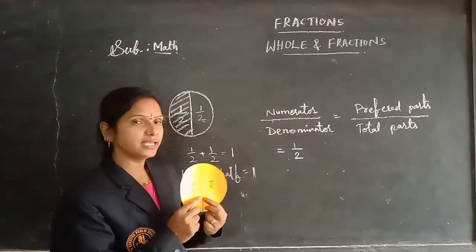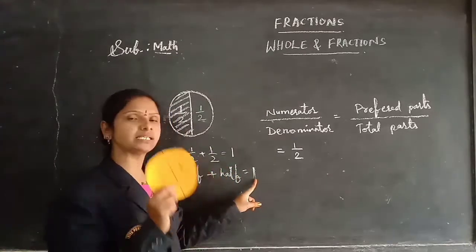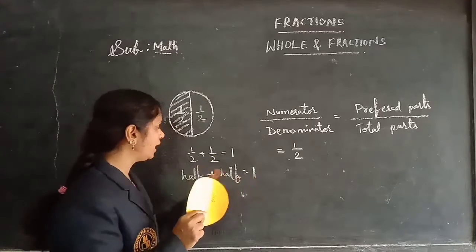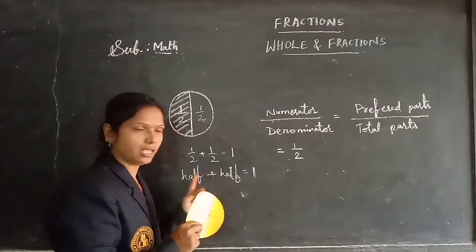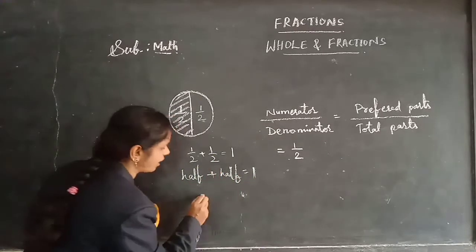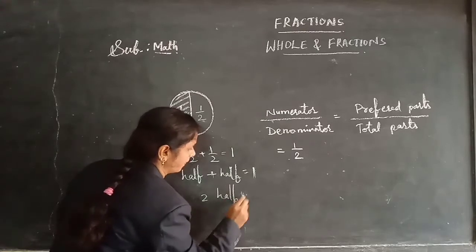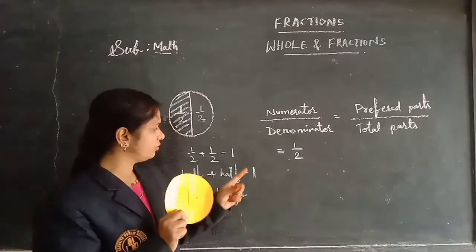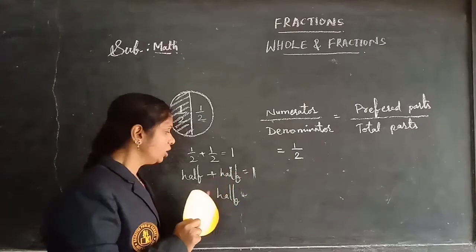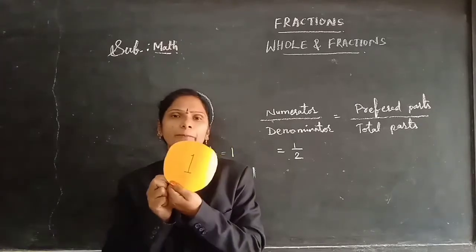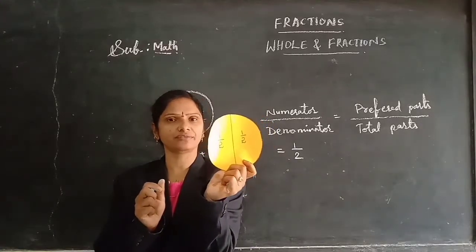So how can we say here? In one whole part, we can make 2 halves. Yes children, in the whole part, we can make 2 halves. One whole, we can make 2 halves.